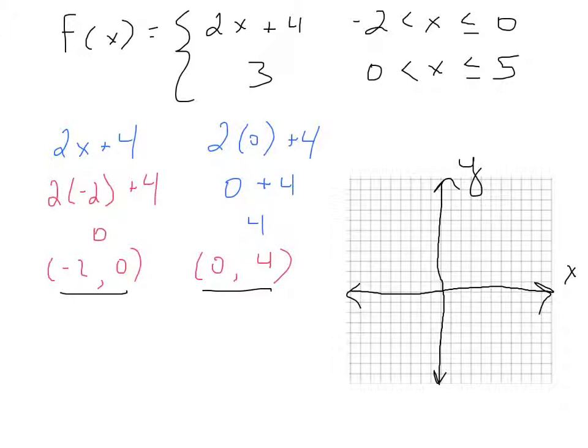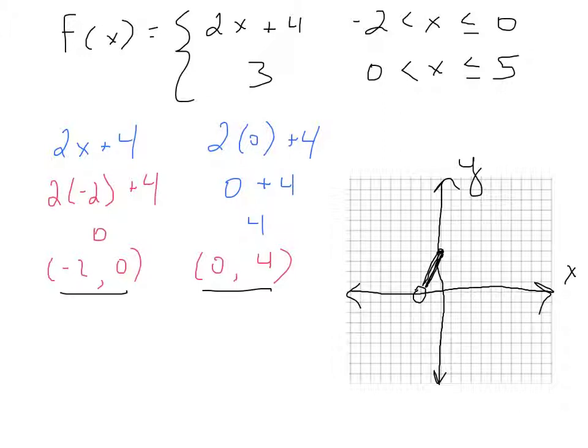I'm going to go over to negative 2, 0. I'm going to draw an open circle there. I'm going to go up to 0, 4, and I'm going to draw a closed circle there. Now the reason why negative 2, 0 is an open circle is because x is not equal to negative 2. It's only greater than negative 2. And the reason that 0, 4 is a closed circle is because x is less than or equal to 0. So I'm going to connect those points. So that segment represents the first part of my piecewise function.